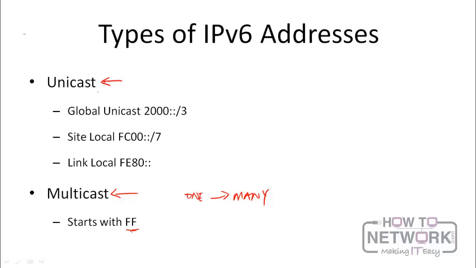Now there are different kinds of unicast addresses. The first one is the global unicast address. And the global unicast address is just like the public IP address in IP version 4. These are the addresses used by the router and the internet, and the range is 2000::/3. What this means is that the 3 is the network portion.